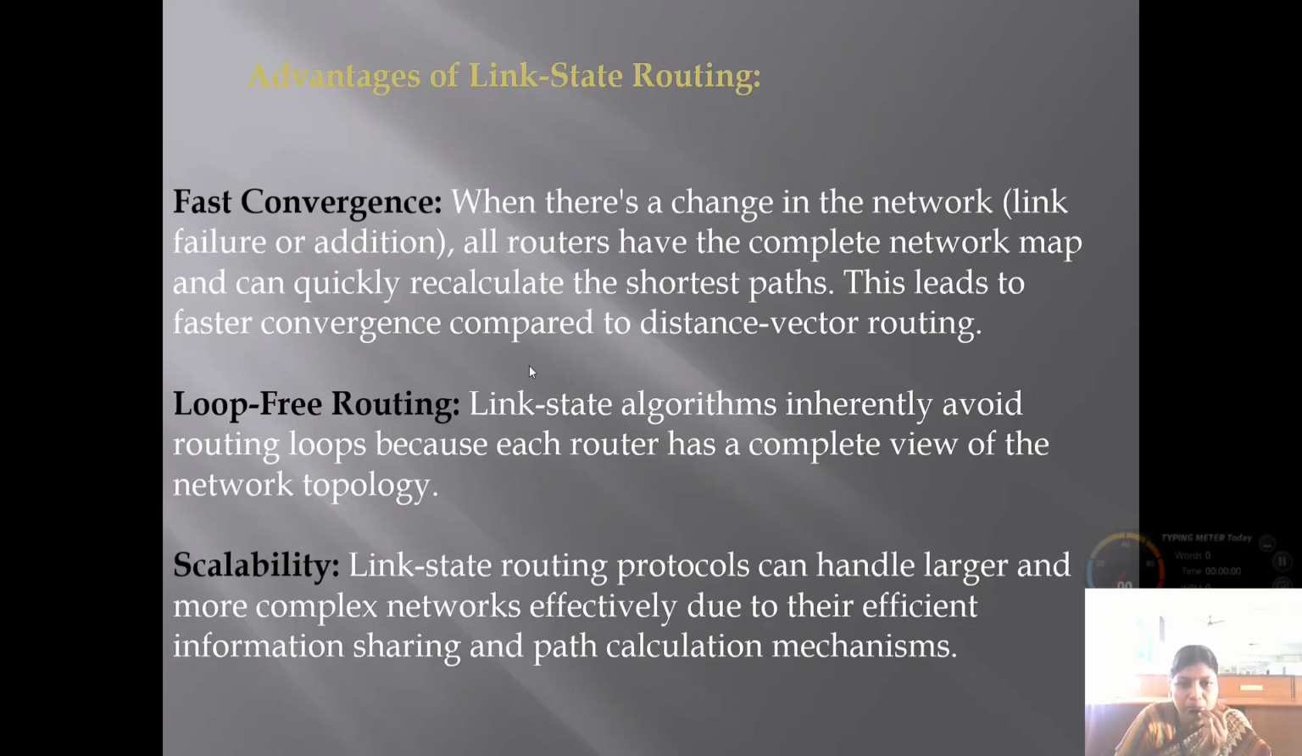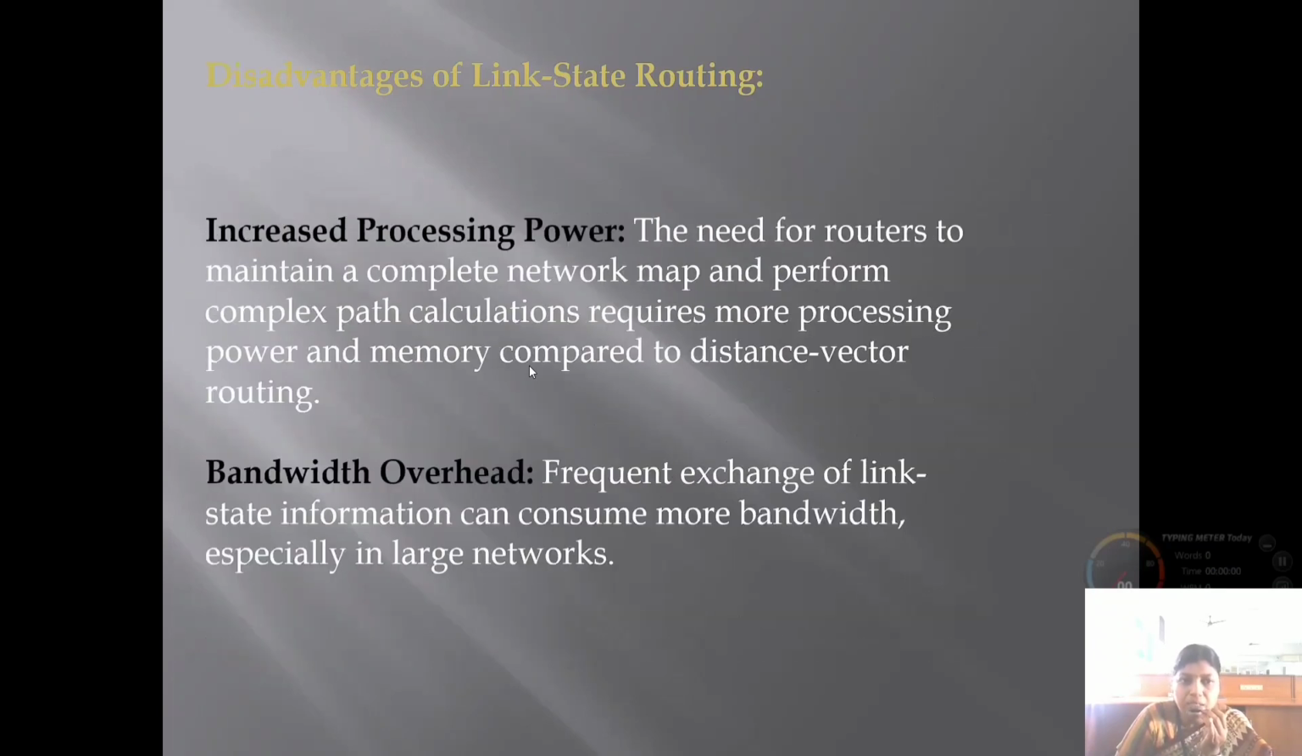When you compare with distance vector, which suits a smaller unit, this can be used for a larger unit. So this is an advantage over distance vector routing. The disadvantages: increased processing power, since routers need to maintain the complete network map and perform complex path calculations, requiring more processing power and memory compared to distance vector routing. Bandwidth overhead: the frequent exchange of link state information can consume more bandwidth, especially in larger networks.